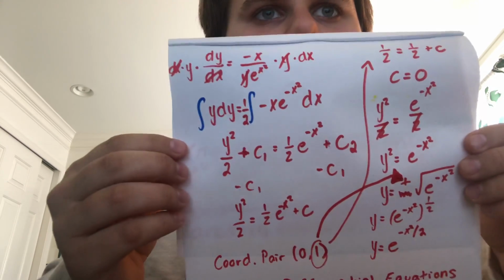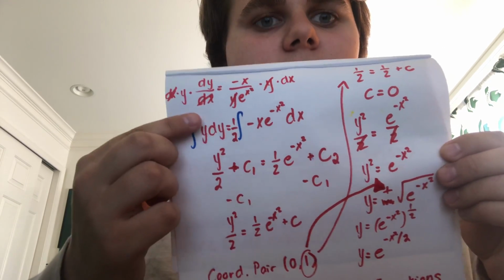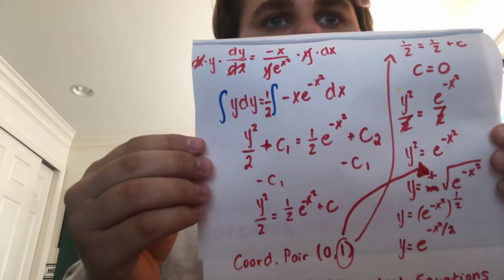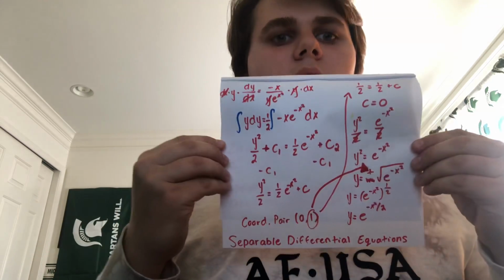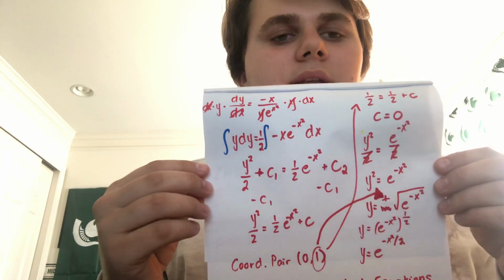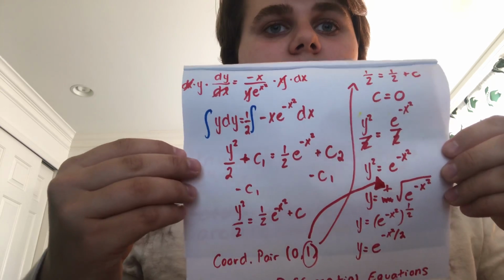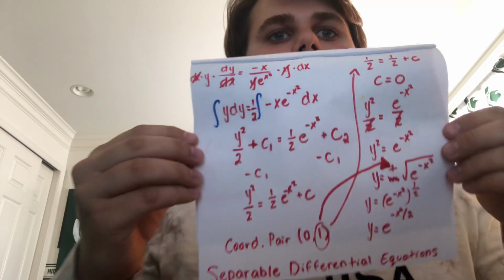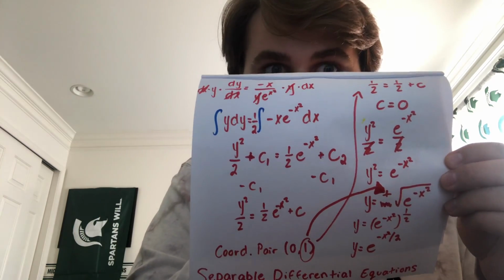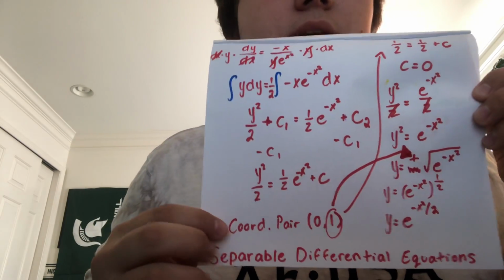And then I took the integral of both sides, moved out the 1/2 because of the e to the x power. So basically what you'll end up with is y squared over 2 plus c1 equals 1/2 e to the negative x squared plus c2. And then you just move over the constants and get another constant. So you end up with y squared over 2 equals 1/2 e to the negative x squared plus c. And then with the coordinate pair given at the beginning, I just forgot to write it.